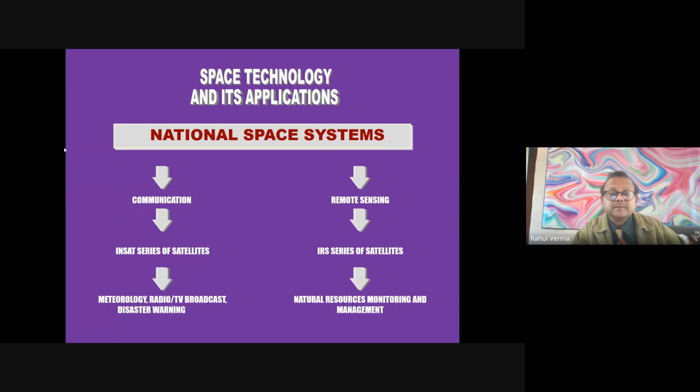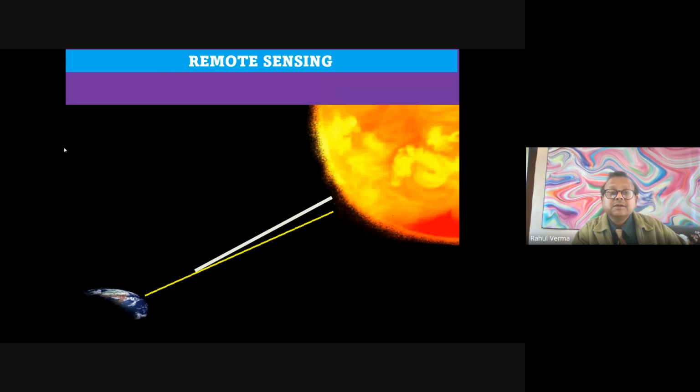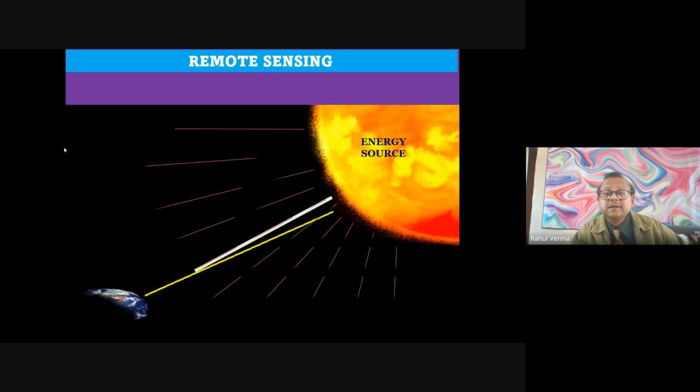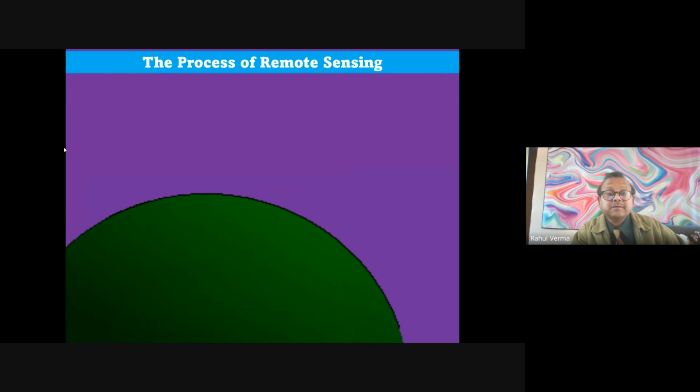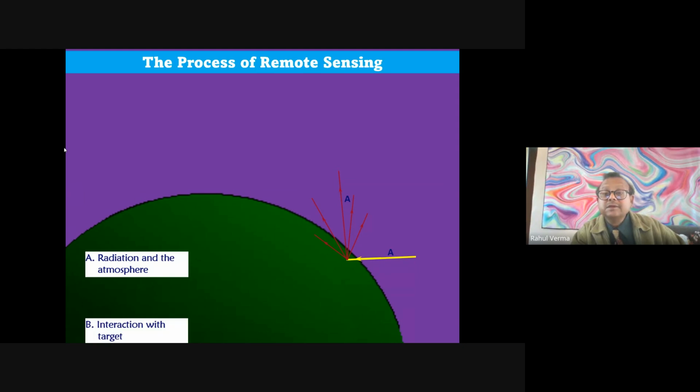Now this is how its technology works. Communication, you can see with the flow chart. For remote sensing, we use the sunlight. We study the reflection of different materials from the sunlight. You can see here, the energy source is the sun. Different spectrum, and then its radiation comes in, and these are the reflections.